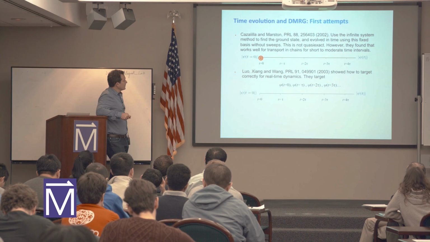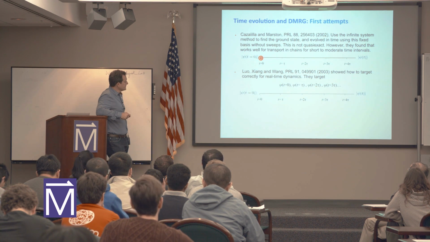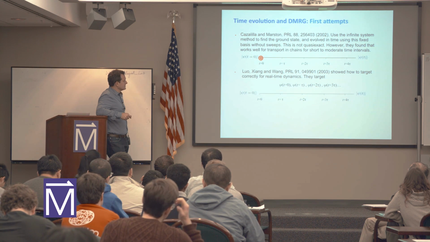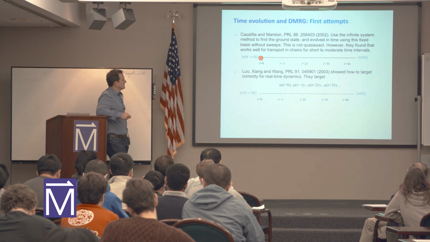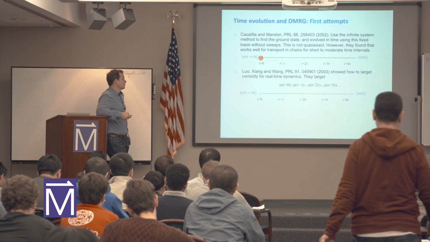So this is the original formulation by Cazalilla and Marston. They started, so this is time. I discretized time in small steps. And at every time step, what they did is they evolved the wave function using Runge-Kutta, or Runge-Kutta, if you're German.